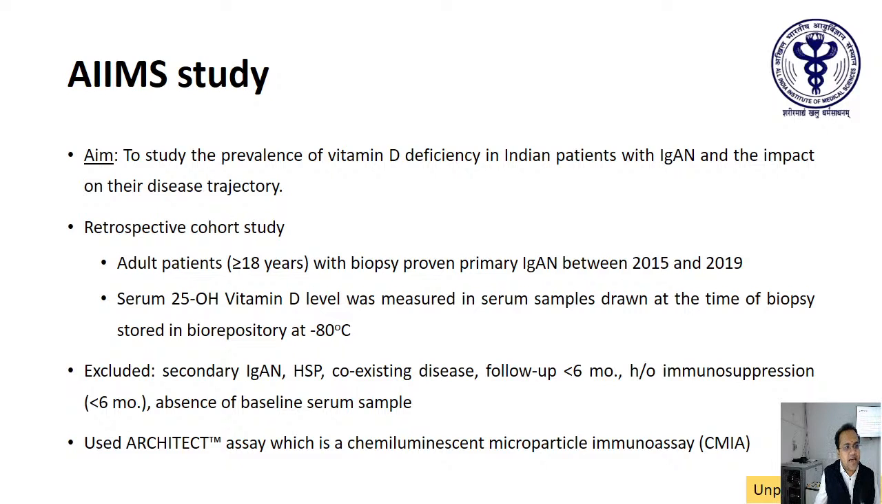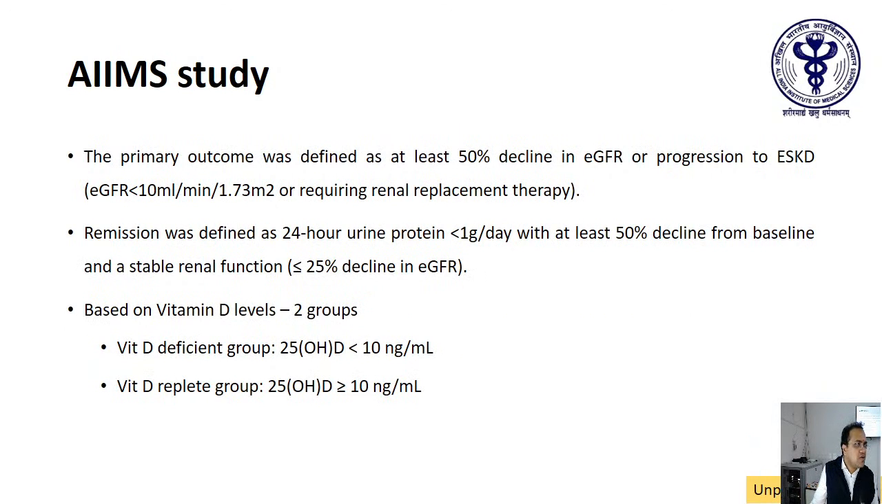The assay was an Architect assay, which is a chemiluminescent microparticle immunoassay. This was used to measure the vitamin D levels. The primary outcome was either renal disease progression as well as remission. And the groups were divided based upon whether they had vitamin D deficiency or they were replete. The cutoff was taken as 10 nanogram per ml.